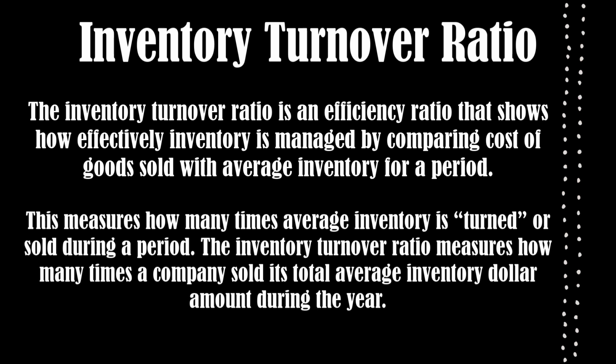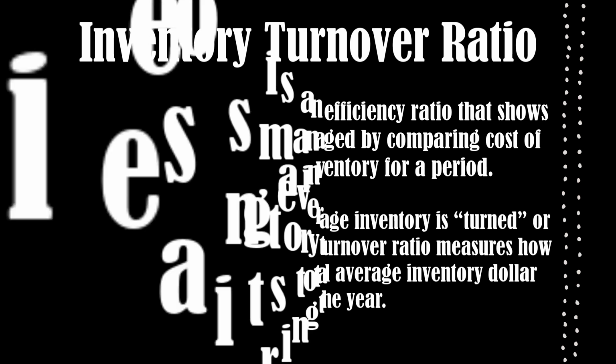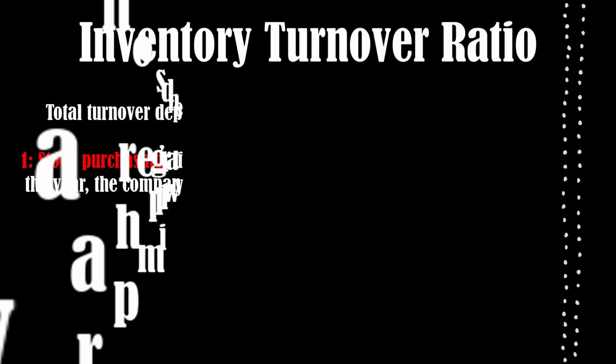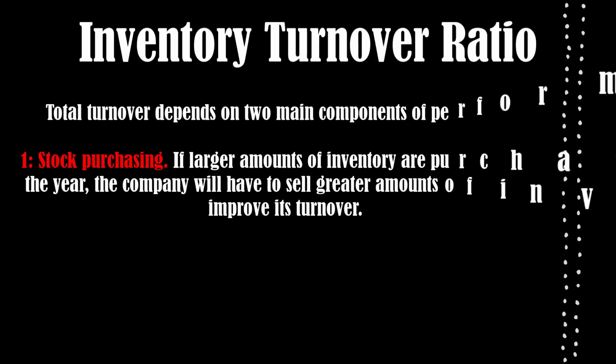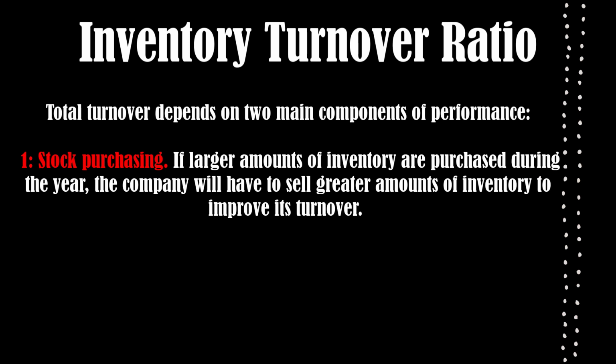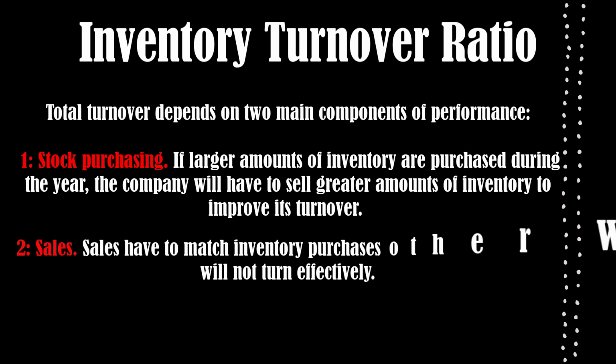The ratio is important because total turnover depends on two main components of performance. The first component is stock purchasing. If larger amounts of inventory are purchased during the year, the company will have to sell greater amounts of inventory to improve its turnover. If the company can't sell these greater amounts of inventory, it will incur storage costs and other holding costs. The second component is sales. Sales have to match inventory purchases, otherwise the inventory will not turn effectively.